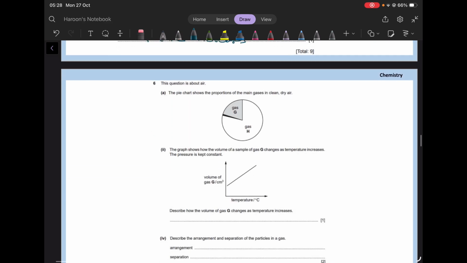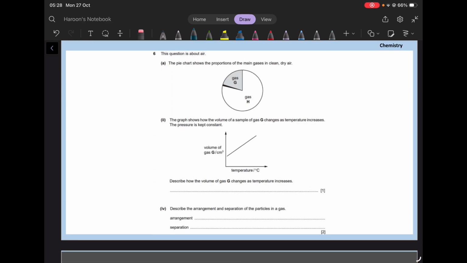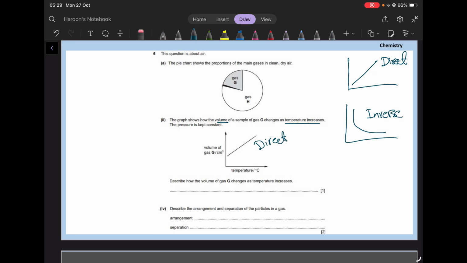Okay, next up. Now we have the graph of how the volume of a sample of gas changes when the temperature increases. Basically, we have two types of graphs. This graph is a direct relationship graph, and an inverse relationship graph looks like this. This is an inverse relationship graph. So over here we see a direct relationship, and we already know the volume and temperature do have a direct relationship.